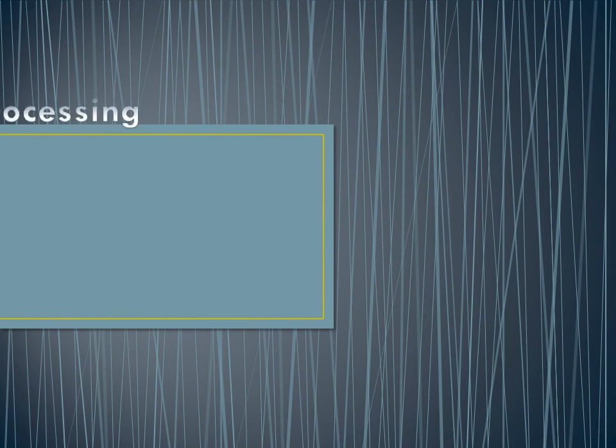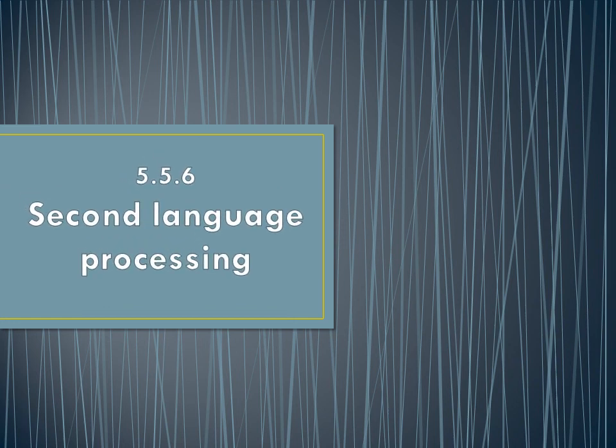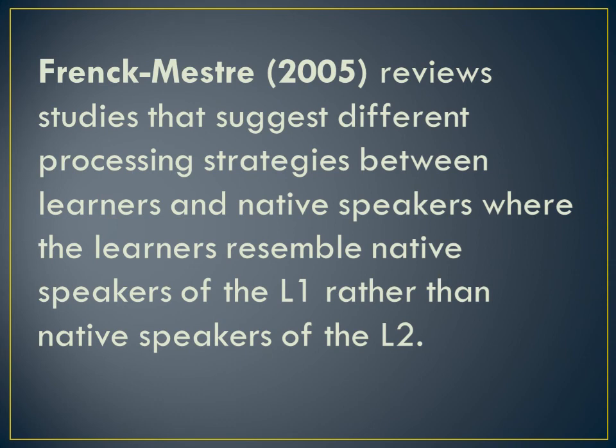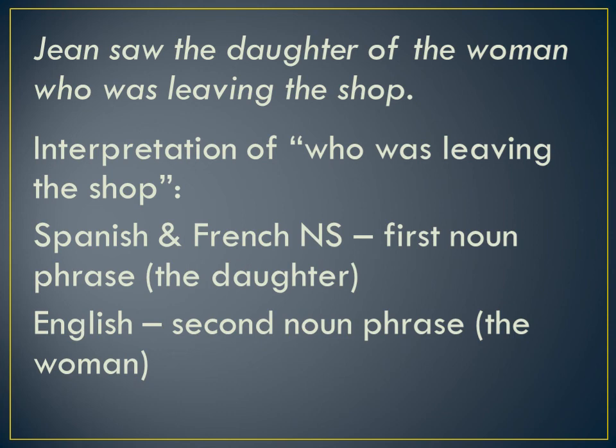So let us now proceed to second language processing. As the field of second language acquisition continues to develop, a greater emphasis has been on how learners process language. So, for example, Frenck and Mestre 2005 review studies that suggest different processing strategies between learners and native speakers, where the learners resemble native speakers of the first language rather than native speakers of the second language. She analyzes the results of learners of French, native speakers of Spanish and of English, processing sentences such as saw the daughter of the woman who was leaving the shop.